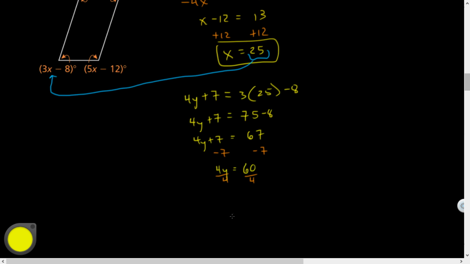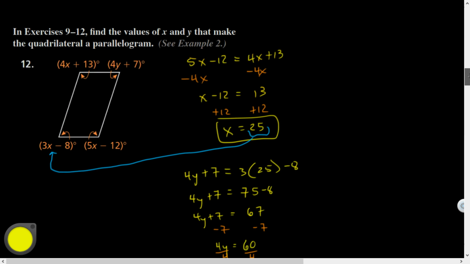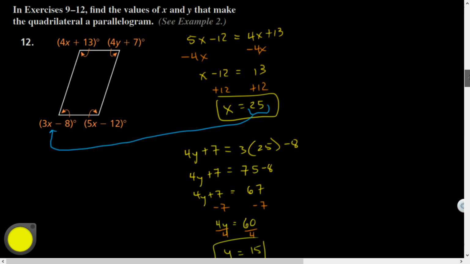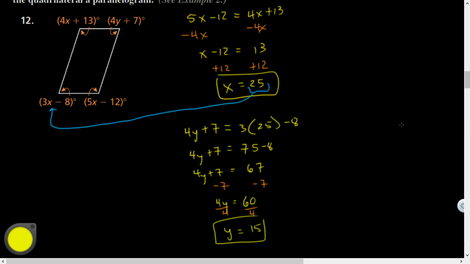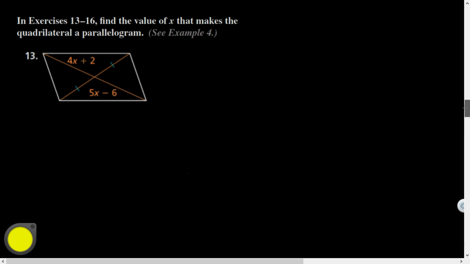Let's see. And I get y equals 15. All right. So there we go. There's the values of x and y that make the quadrilateral a parallelogram. They happen to be the only combination that will work in this case. All right, how about this?